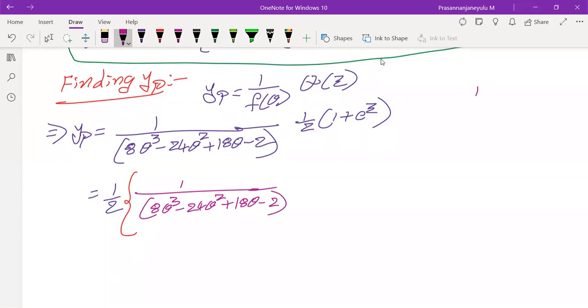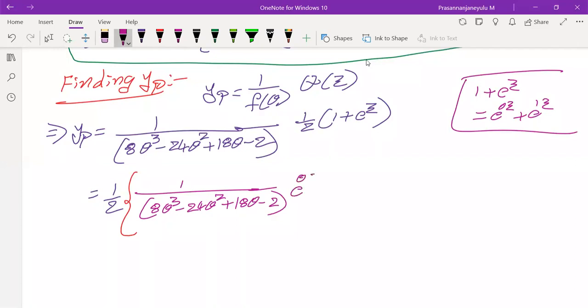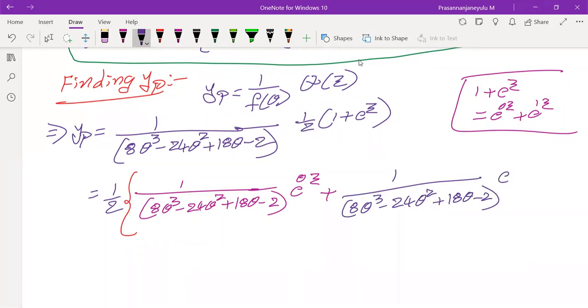How we can write 1 plus e power z as e power 0z plus e power 1z? Yes or no? So we are able to write like this. The first term is e power 0z plus, going to write the second term. What's the second term? We'll get second term also same, 1 by 8 theta cube minus 24 theta square plus 18 theta minus 2 of e power 1 into z. Now, if we observe, the first term is in the form of type 1. The second term is also in the form of type 1.